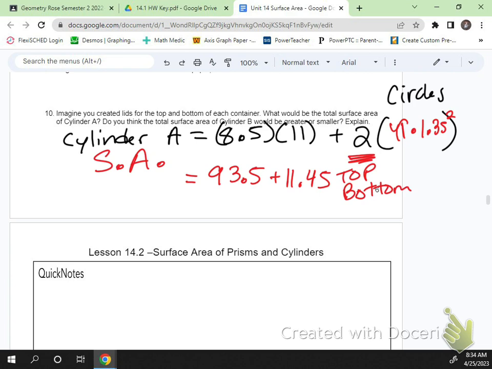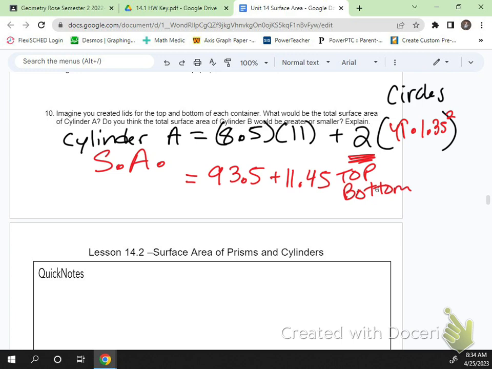Check your answers. I got 93.5 for the rectangle part. When I did pi times 1.35 squared, I times my answer by 2 and I got 11.45 for both circles, the top and the bottom. Did you do that in your calculator? I'm going through area of a circle quickly because we just spent 2 units on circles.